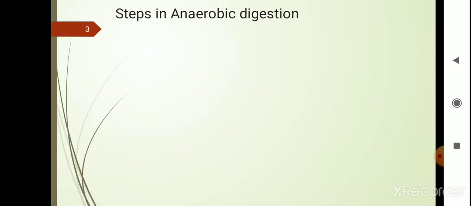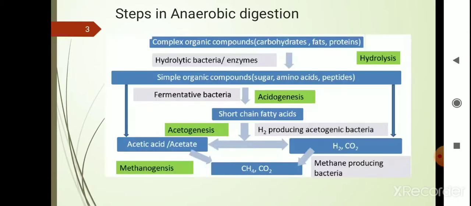Now we have to understand how anaerobic digestion takes place with the help of this diagram. Anaerobic digestion mainly has 4 stages, shown here in green color. The first stage is hydrolysis, the second stage is acidogenesis, the third stage is acetogenesis, and finally we have methanogenesis. All these are carried out by different types of bacteria. It's not a single type of bacteria conducting all 4 processes; each is carried out by a different group of bacteria.